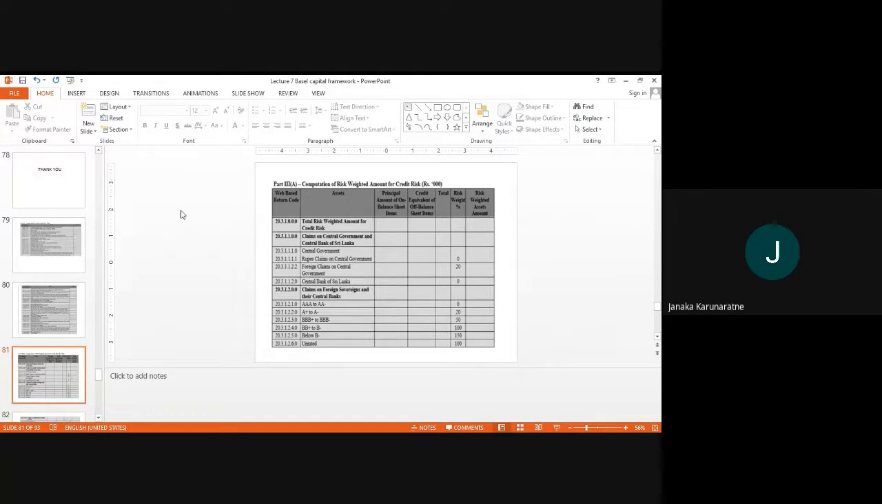Then we'll look at the risk-weighted assets computation. For credit risk, the direction has specified different risk weights for different assets, based on the credit rating. Remember, in Basel 2 there are two ways. In Sri Lanka, we follow the standardized approach to credit risk. And what is the other approach for credit risk?